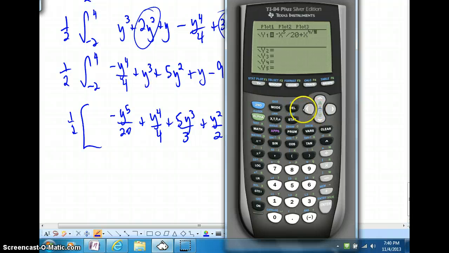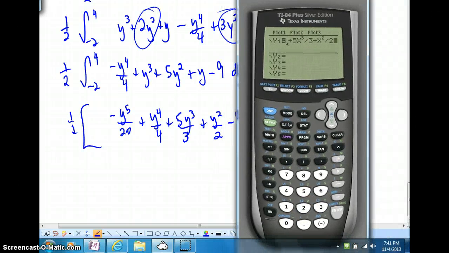Oops, one second, let's delete that. I forgot to get the fraction, wanted that to show up a little lower. There we go. Here's our 5x to the 3rd, and then we'll say divide by 3, plus x squared all over 2. And then what? Well, we've got minus 9. And again, what's so funny is I'm typing this all in as an x.